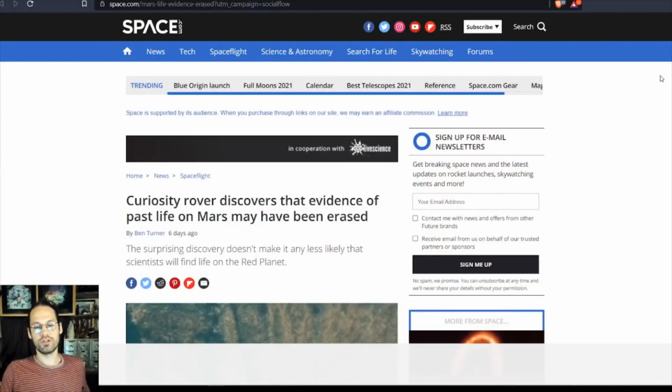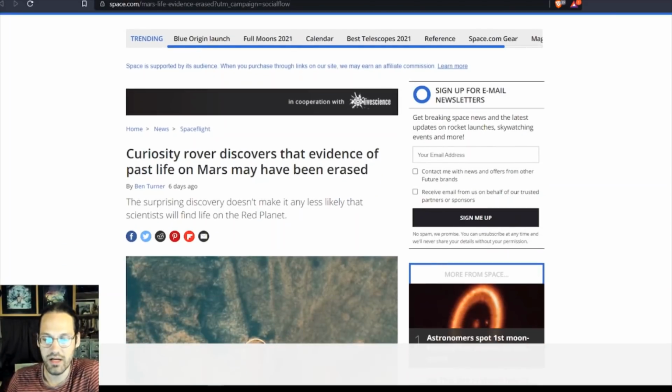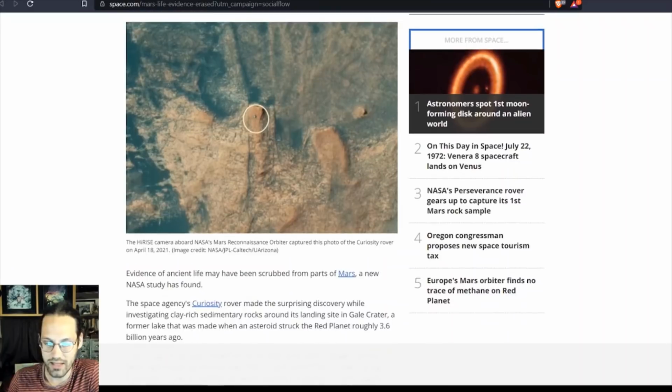Let's talk about Mars. Curiosity rover discovers that evidence of past life on Mars may have been erased. Really interesting. The surprising discovery doesn't make it any less likely that scientists will find life on the red planet.